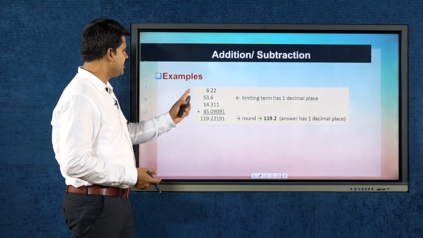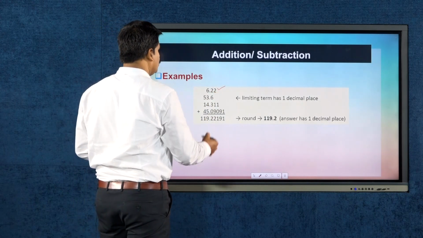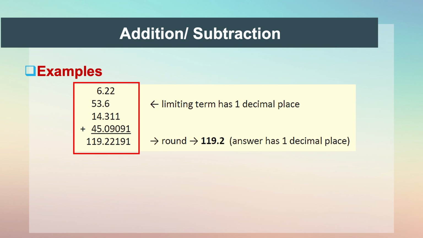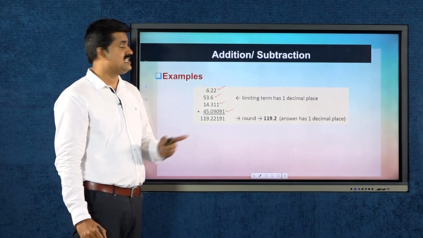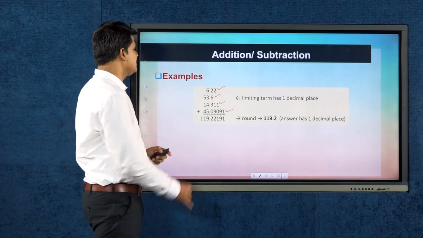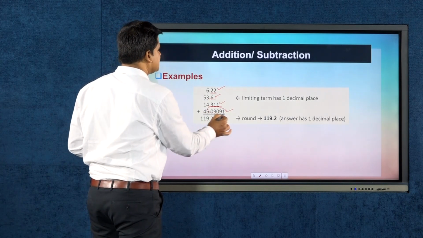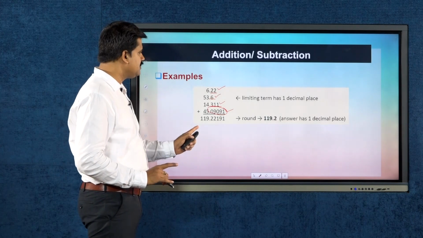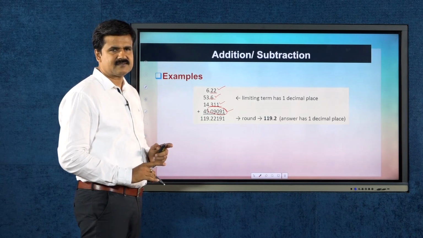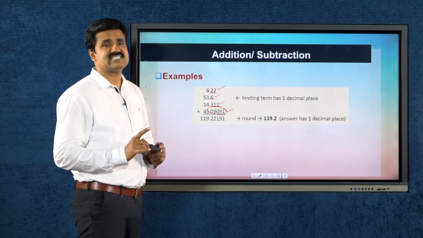You look at these quantities. Here I am adding four different quantities: 6.22, 53.6, 14.311, 45.09091. Now, let us find out the number of decimal places in each of the quantities. Here there are two decimal places, only one decimal place, three decimal places, and five decimal places. So, in this measurement, the quantity with the minimum decimal places is 53.6. That is the limiting term, which has only one decimal place.